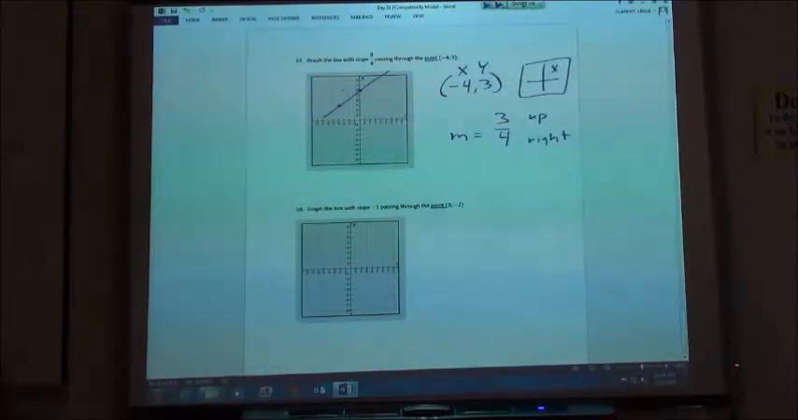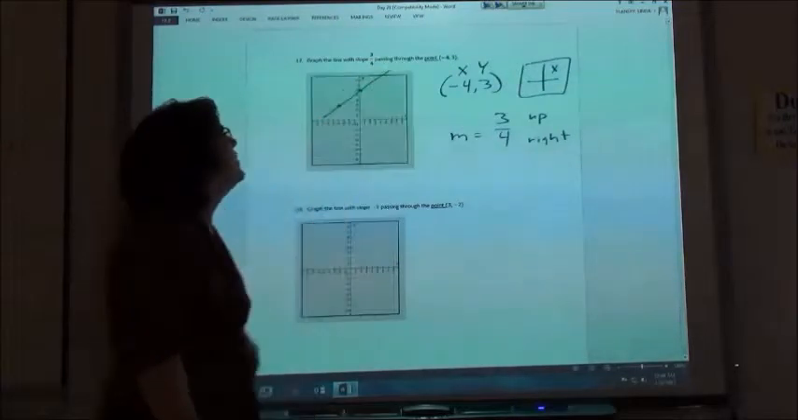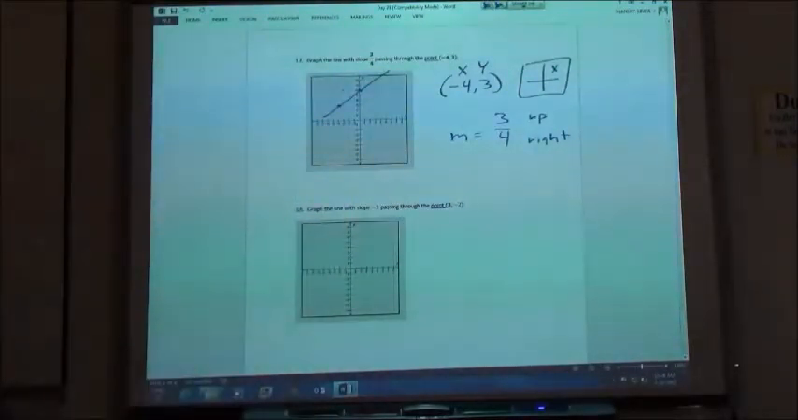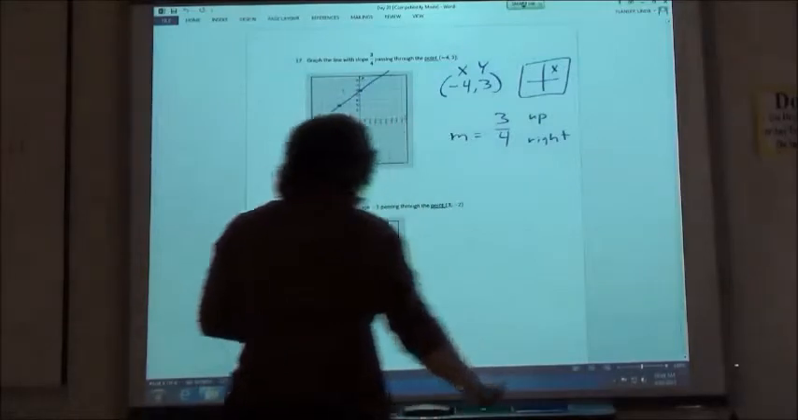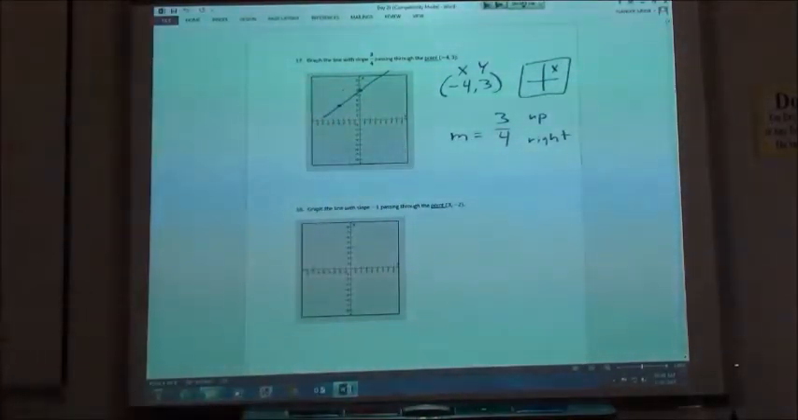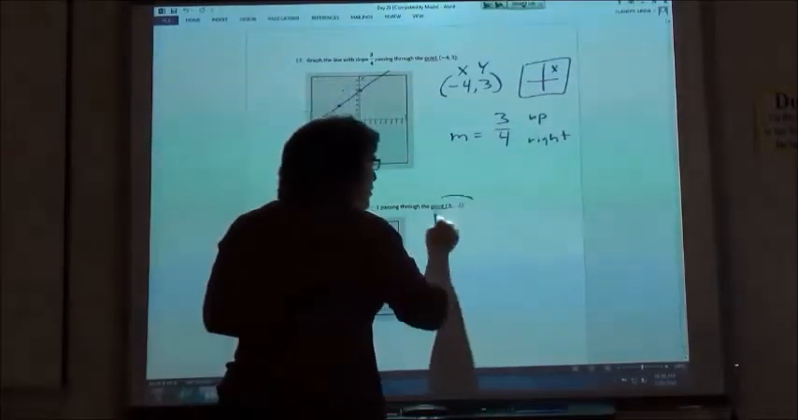And then I can connect my dots and draw my line. There's my line that is a positive 3/4 slope. So number 18, we want to graph the line with the slope of -1 that passes through the point 3, -2.